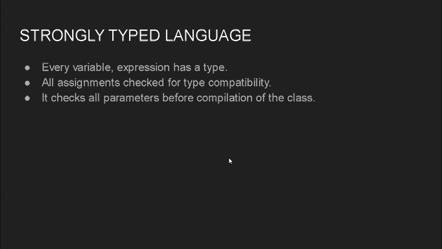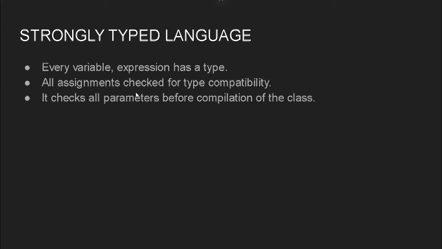The second point is saying that all assignments are checked for type compatibility. Now in Java, for example, you are assigning a variable. Imagine that you have a boolean variable. A boolean variable can take only 2 values, either true or false. Now I am trying to assign an integer value to the boolean variable. At that time the assignment will be checked whether I am assigning properly or not. If I try to assign an integer value to a boolean variable, then that is not allowed. That is what I have written here.